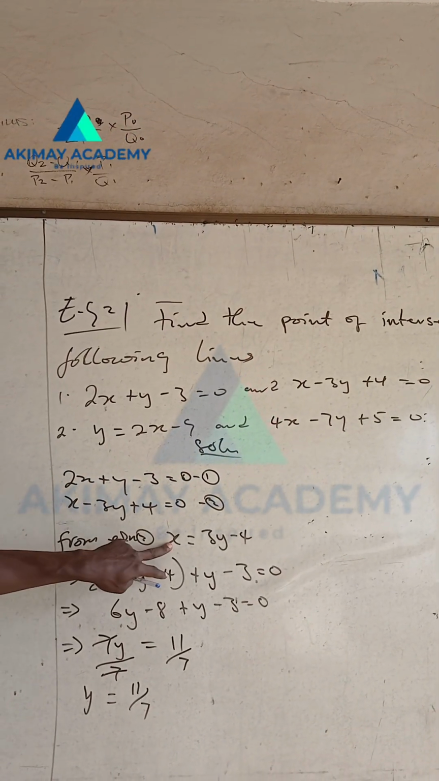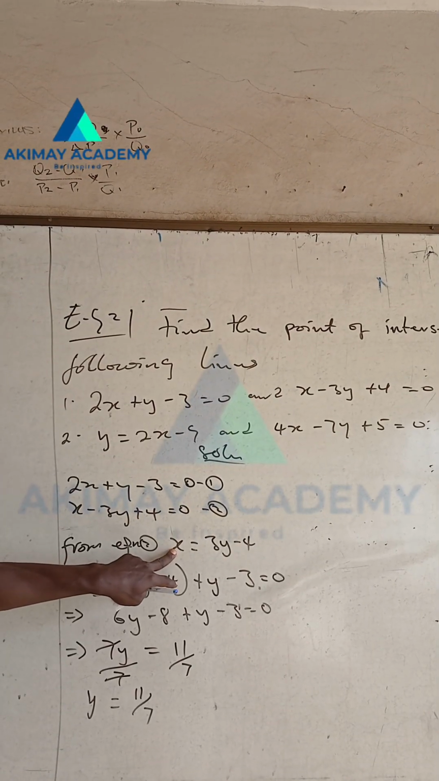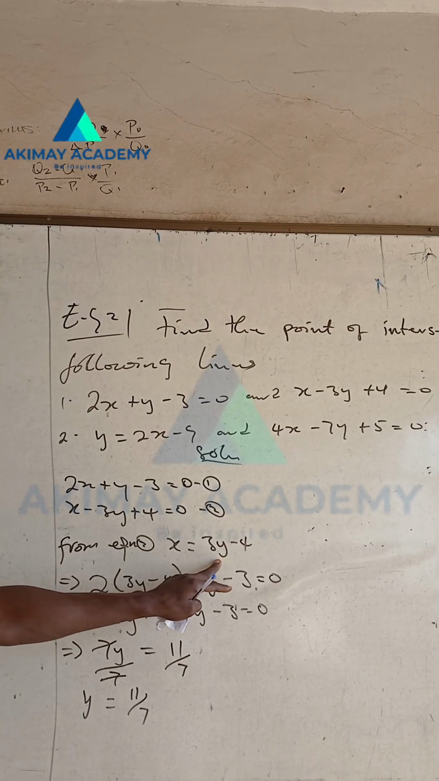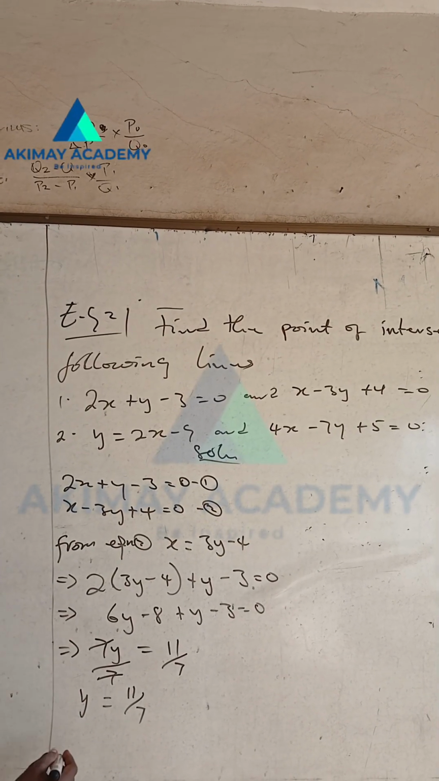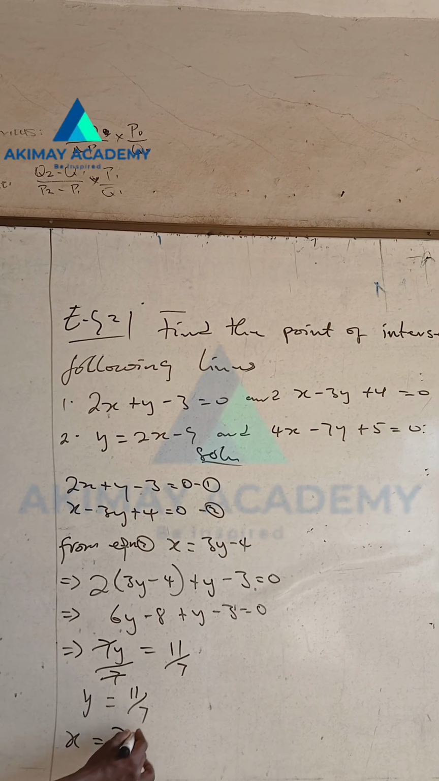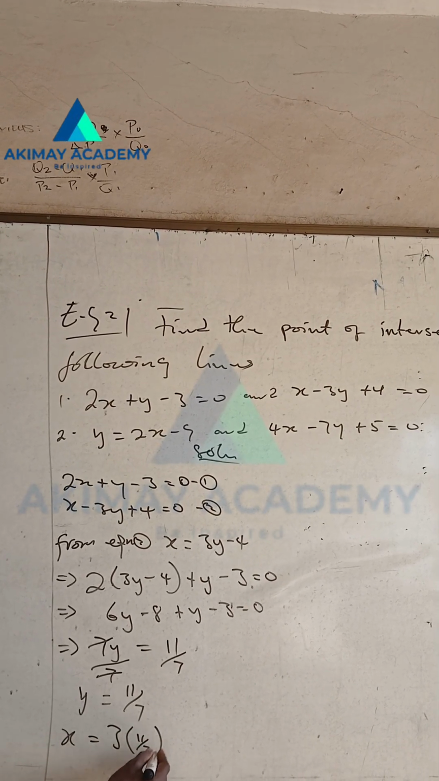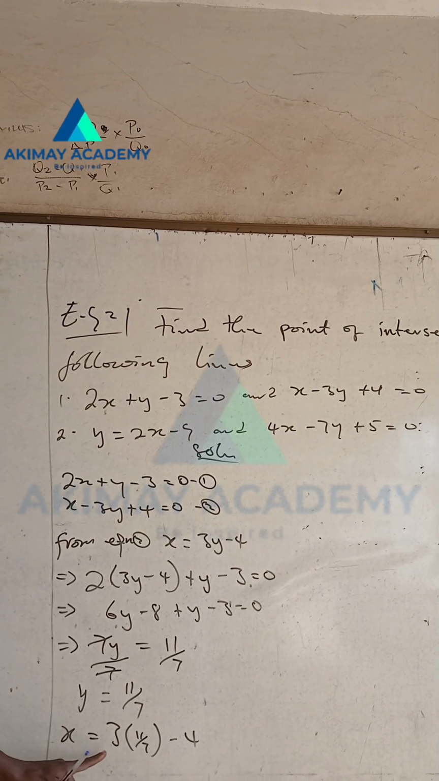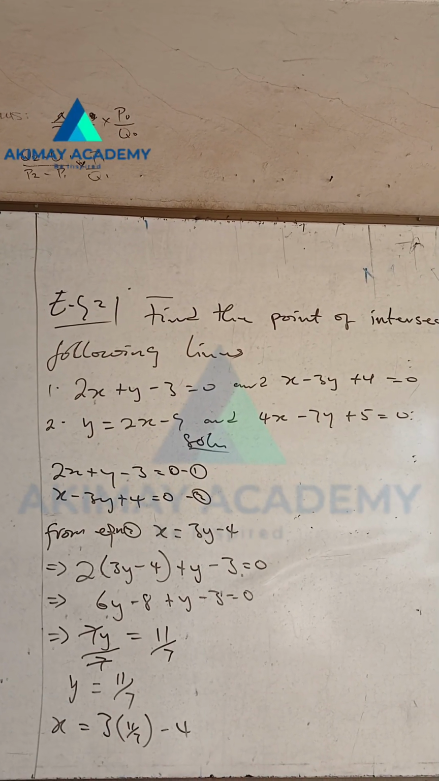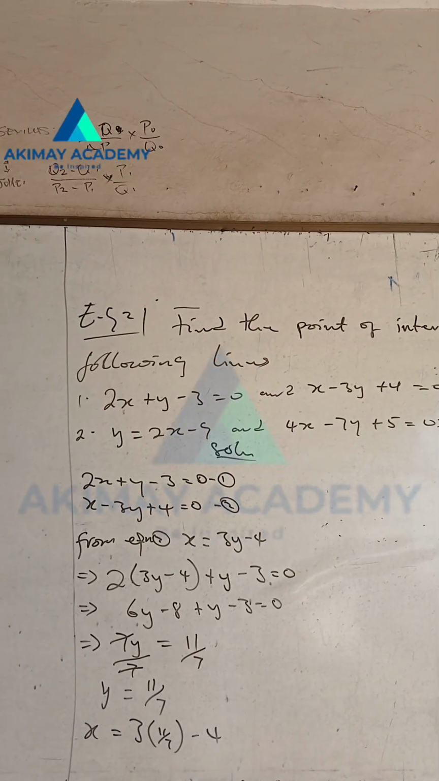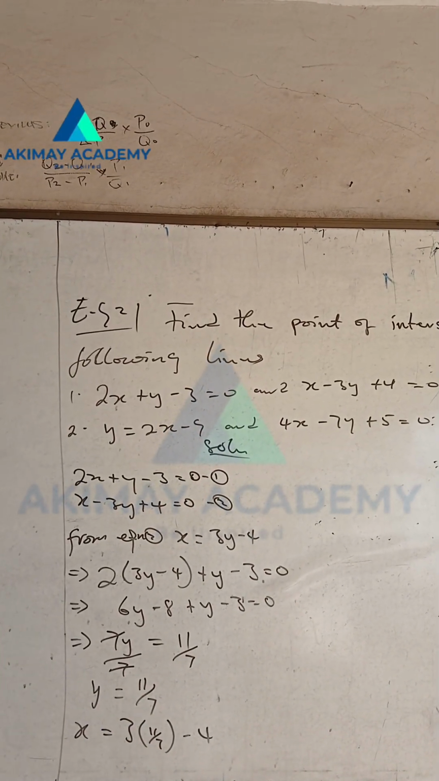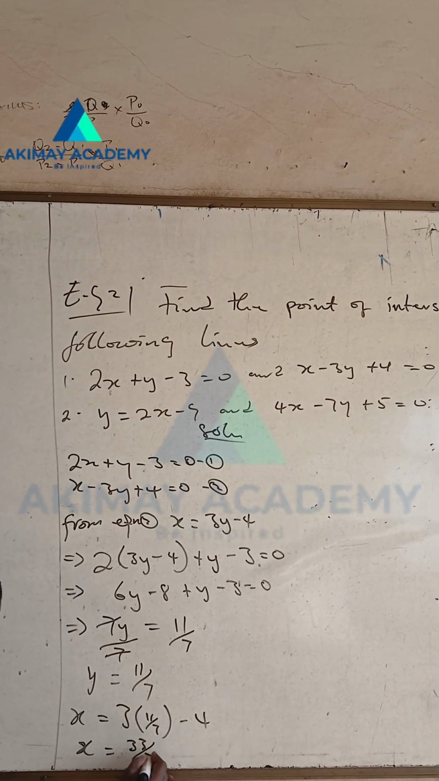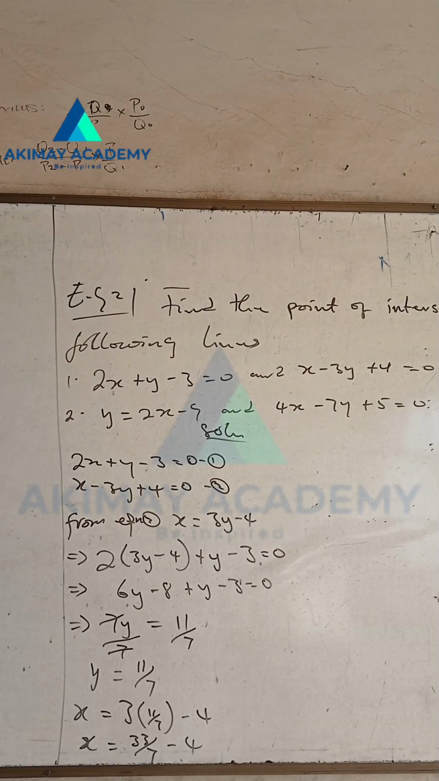So we can find our x over here. Here, x is already the subject. So in place of y, we put the value of y wherever we see y in the x equation. So here we have x = 3 multiplying 11/7 - 4. Okay. So here we do our multiplication. 3 times 11 will give us 33. So 33/7 - 4 over here.